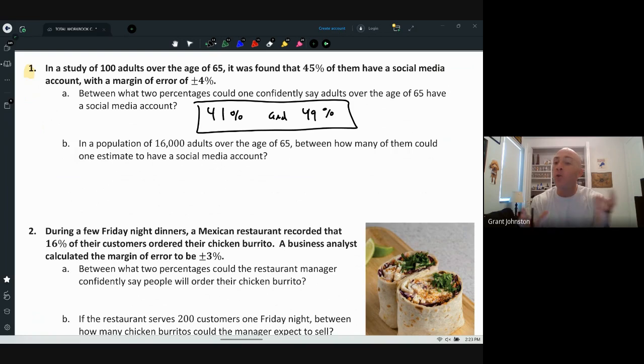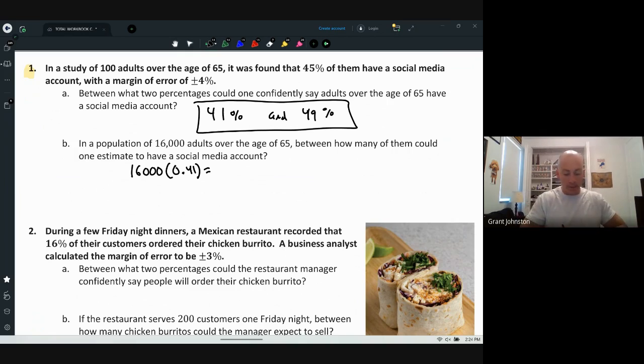So this is where we can use this then. So it says in a population of 16,000 adults over the age of 65, between how many of them could one estimate to have a social media account? So what I would do, I would take that 16,000 adults, and for the lower end, we'd say 41% of them have a social media account. So on the lower end, I would multiply this by 41%. Remember, we got to make it a decimal, so move the decimal over twice. So it would be 0.41.